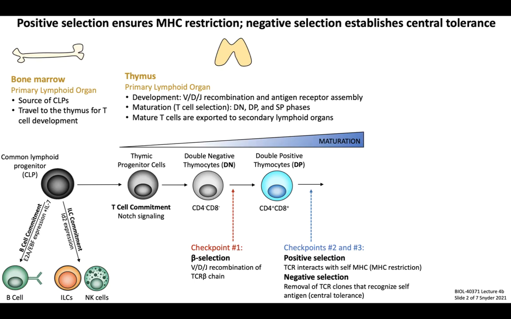Once MHC restriction is confirmed through positive selection, the TCR is then subjected to the second checkpoint, which is negative selection. This process removes TCR clones which react strongly to self-peptide presented on MHC, so this checkpoint gets rid of any potentially autoreactive T cell clones that are present in the TCR repertoire. This prevents autoimmunity and is a key mechanism in promoting something called central tolerance, which is the immunological tolerance towards self-antigen that is established in primary lymphoid organs such as the thymus.